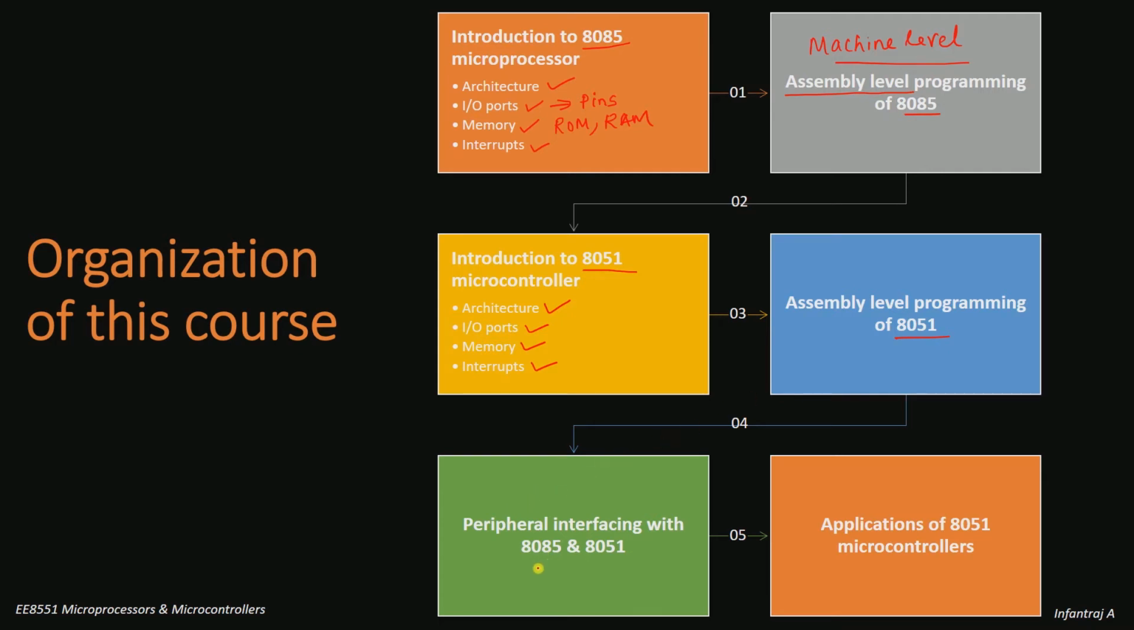Then moving forward, I will enter the most important part of this course, the peripheral interfacing of microprocessor and microcontroller. If you want to build any application using a microprocessor or microcontroller, we need these peripherals, these I/O devices. This particular module will deliberate more on the I/O devices. I stands for input, O stands for output.